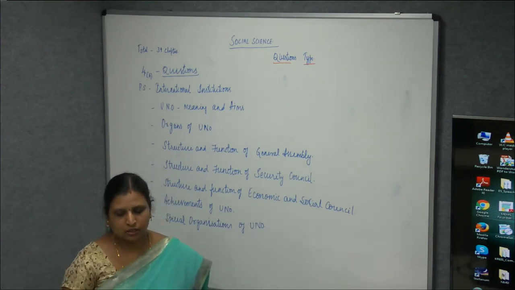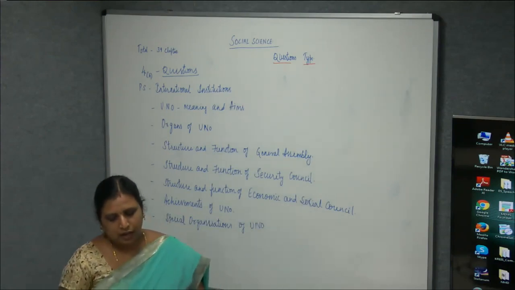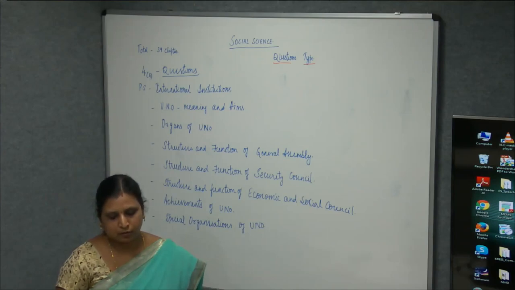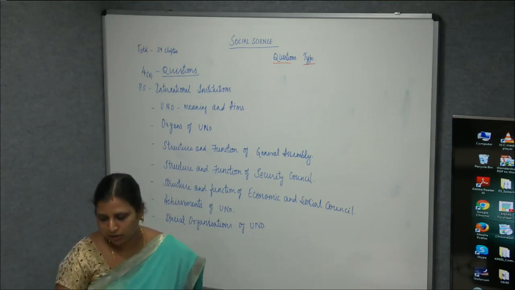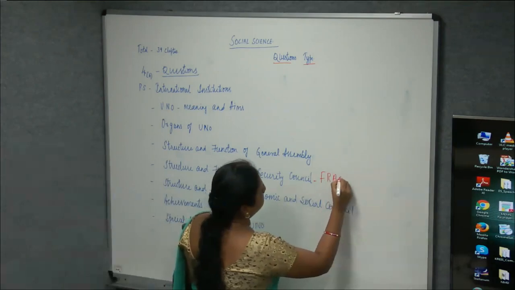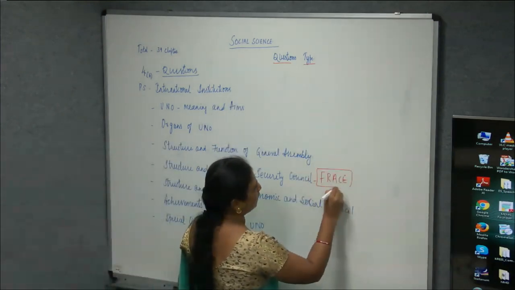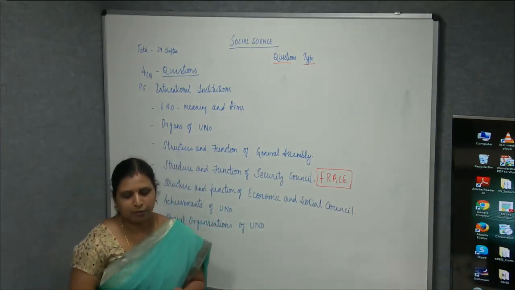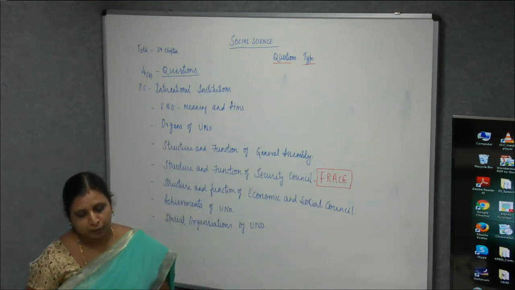And the next question is explain the structure and functions of the Security Council. The Security Council consists of 15 members, of whom 5 are permanent members. The remaining 10 members are elected by the General Assembly for a period of 2 years. So in the Security Council, only 5 members are permanent, remember this phrase. France, Russia, America, China and England are the 5 permanent members of the Security Council. Every member has one vote, but the approval of all the permanent members is a must for any decision to become operational.